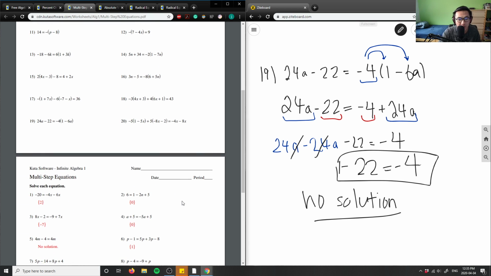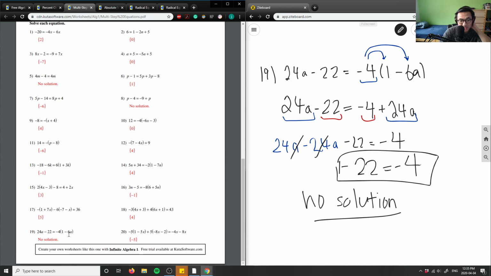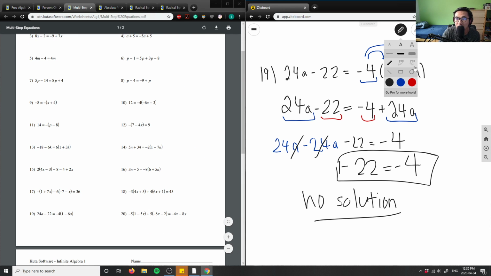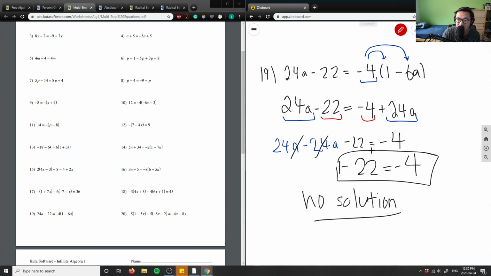And there's a lot of answers that have no solutions. And in this case, 19 is also no solution, right? And that's how we prove this. If we ever have this kind of expression that does not make sense, like negative 22 equals negative 4, it is not a valid equation, right? Negative 4 equals negative 4. Negative 22 equals negative 22. The numbers can't be different numbers, right? So this here verifies that we have no solution.